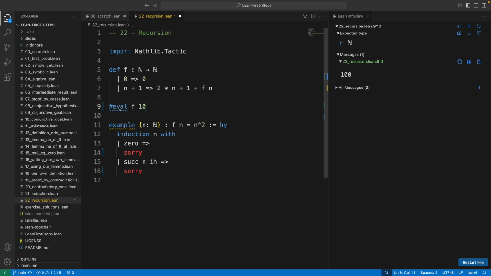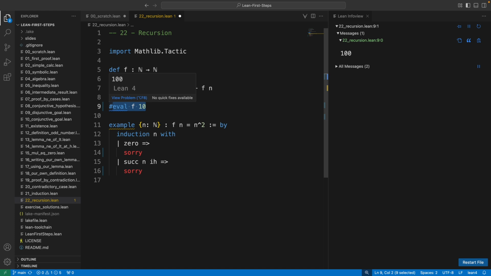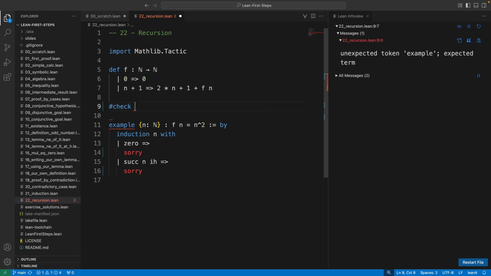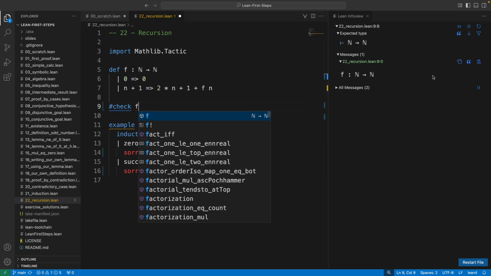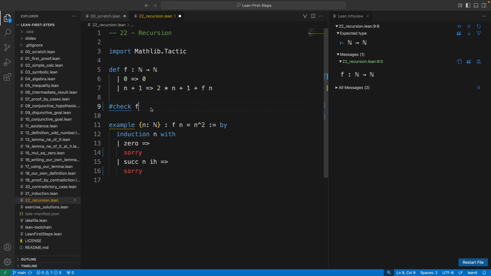There is, just as an aside, another common special instruction called #check. It checks the type of something, so #check 3, it says it's an integer. #check f, it's a function from N to N. So that's a useful thing to have, checking the type of things.